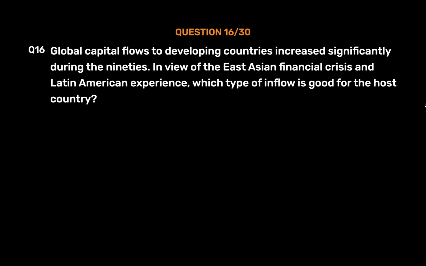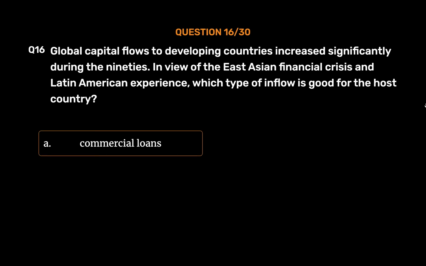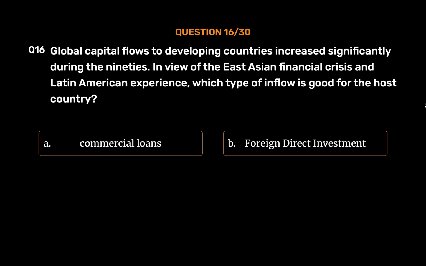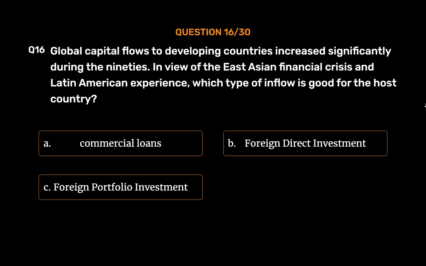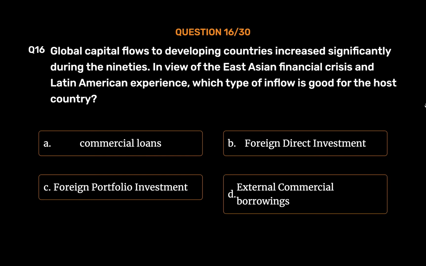Question number 16. Global capital flows to developing countries increased significantly during the 90s. In view of the East Asian financial crisis and Latin American experience, which type of inflow is good for the host country? Option A. Commercial loans. Option B. Foreign direct investment. Option C. Foreign portfolio investment. Option D. External commercial borrowings. The correct answer is Option B.